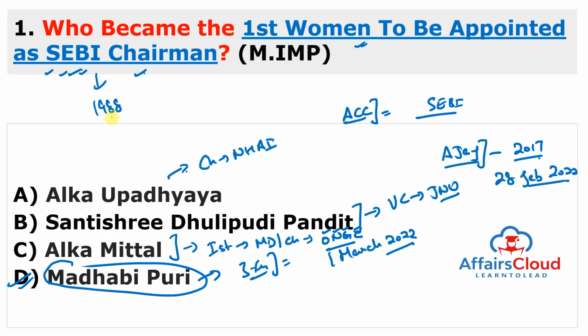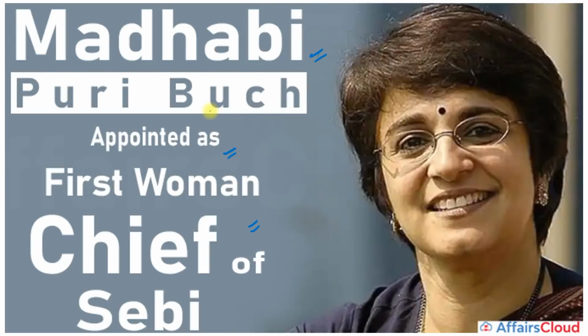It was established in the year of 1988. It became a statutory body. It means SEBI Act was passed in the year of 1992 and its headquarters is in Mumbai. So remember, moving to next question.